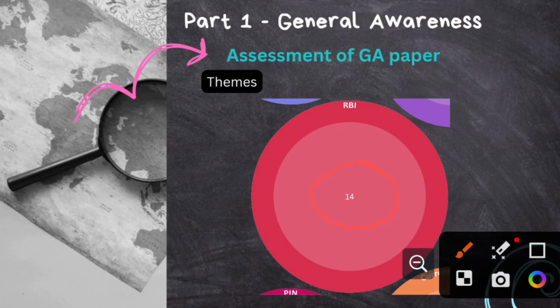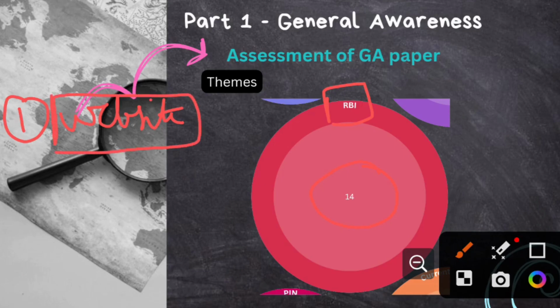Then again, this is the most important thing which I wanted to show. 14 questions. So far I have seen that the highest weightage is of questions related to RBI. So from where are these questions coming from? Number one, the website. Be thorough with the RBI website. This will not only help you in phase one, but in phase two as well as in the interview. In the website, you will firstly have circulars.